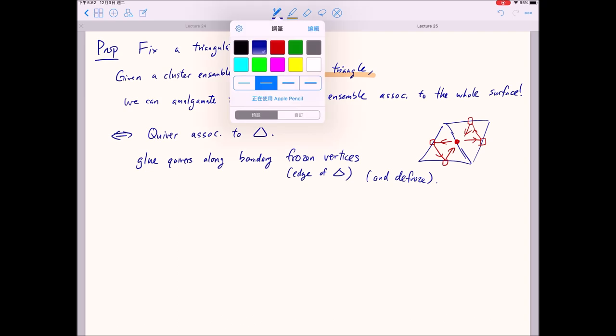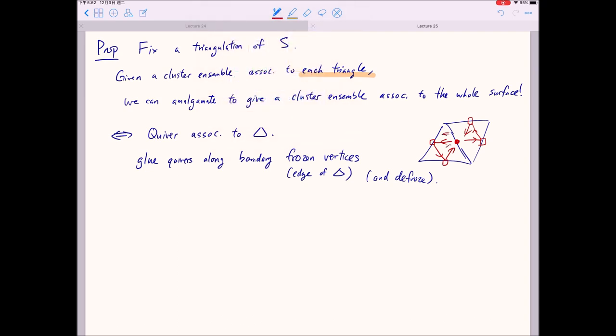And so for higher rank, instead of this simple quiver, you'll have some other more complicated quiver associated to the triangle, and you will have more frozen vertices on the boundary. When you glue, you will defreeze all the common frozen boundary vertices on the edge that you are gluing. In this way, you will get a new quiver, and this new quiver will give you the new cluster ensemble associated to the two triangle case. In general, if you have a triangulation of your surface, then by just gluing such quivers, we get the structure of a cluster ensemble on the whole surface.